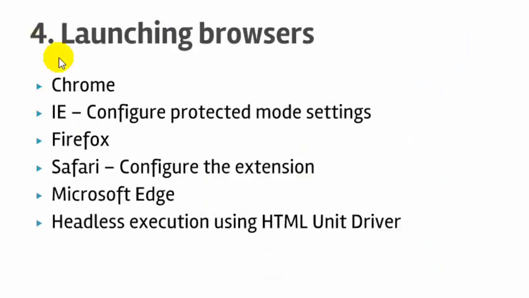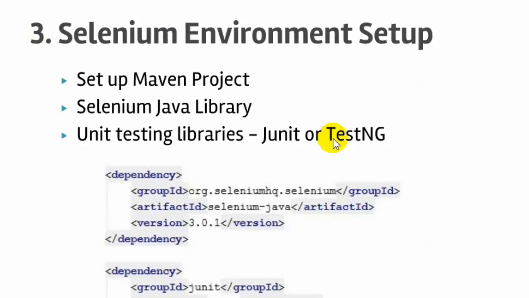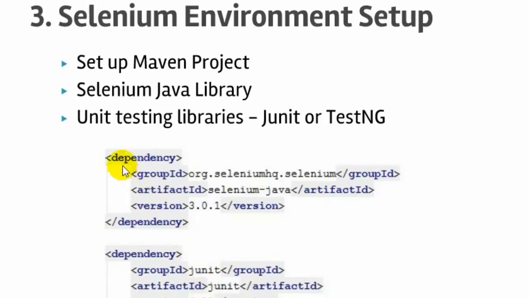So what you have to do is open the IntelliJ and then create a simple Maven project. It's very simple steps. In the Maven project, there is a file called pom.xml, and in that file you have to add these dependencies: org.seleniumhq.selenium and the version of that particular Selenium Java API you have to download. So Maven will download it for you.